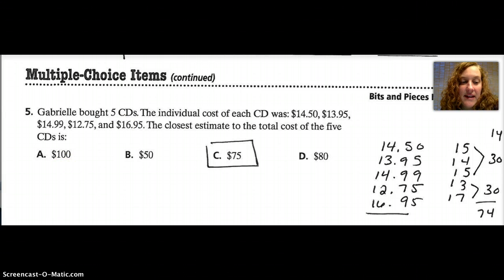This is a decimal addition problem. So this is going back to the beginning of the unit where we were doing decimal addition. I wrote down all the numbers over here, 14 and 50 cents all the way down. And then I just did a really quick estimate where I figured out that 14 is about 15, this is about 14, this is about 15, this is about 13, this is about 17. So these two add up to 30, these two add up to 30, which would give me 30 and 30, it's 60, and 14 is 74. So the closest one to 74 is $75. So this is one where it's trying to remember if you can do decimal addition.